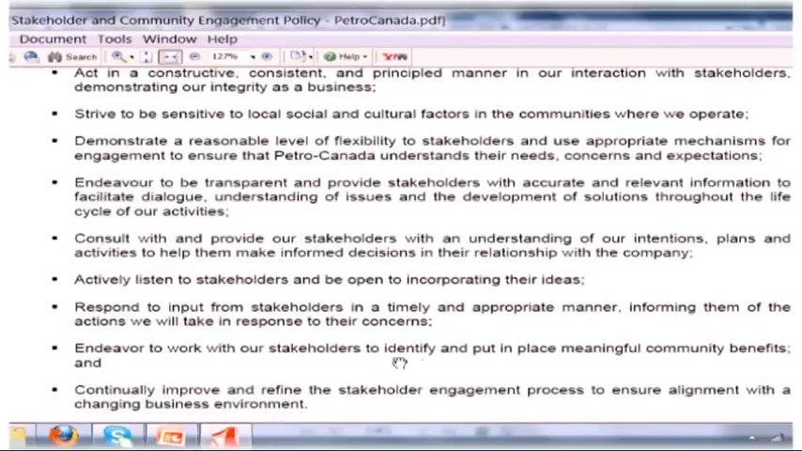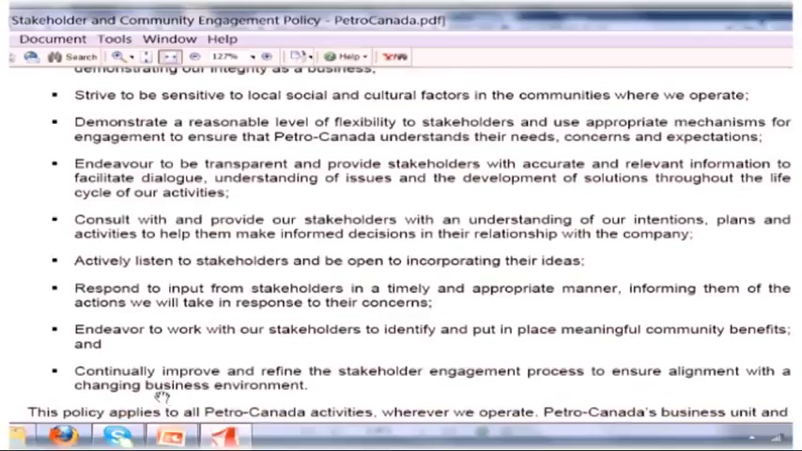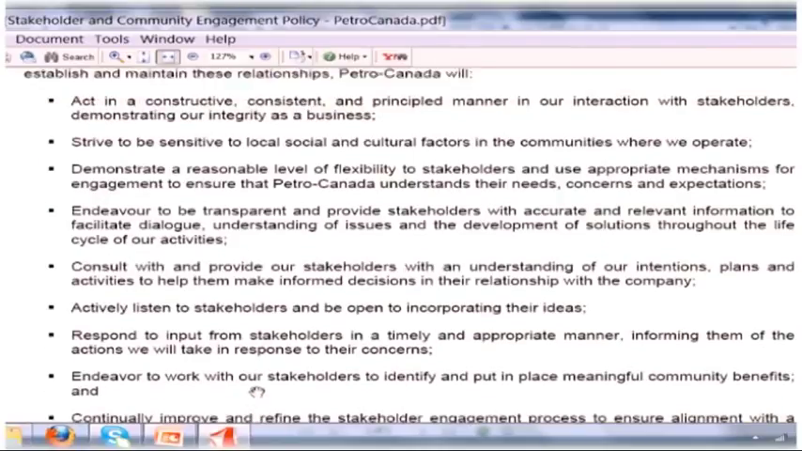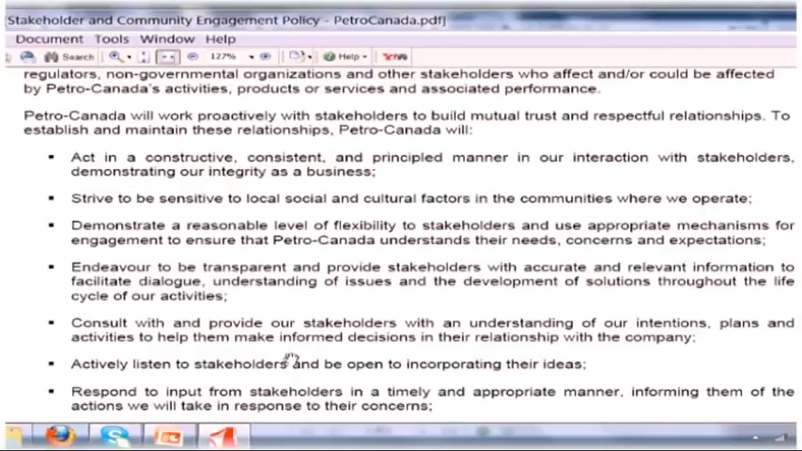Endeavor to work with our stakeholders to identify and put in place meaningful community benefits, and continually improve and refine the stakeholder engagement process to ensure alignment with the changing business environment. So there are a lot of factors here which I pointed out in previous classes, which one has to do in order to properly manage and engage your project stakeholders.